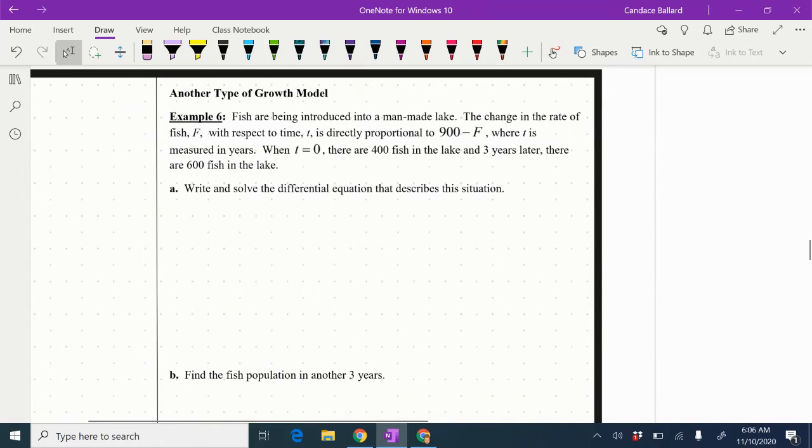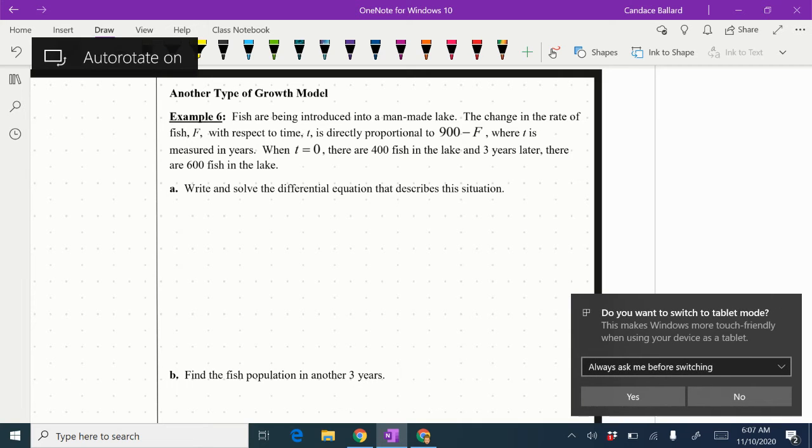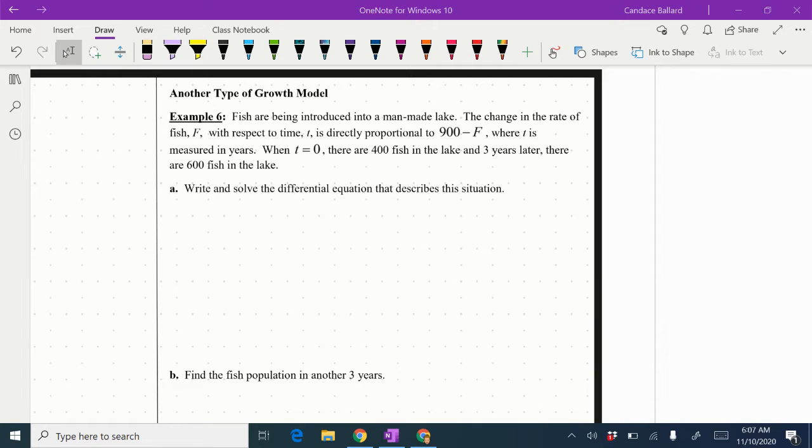We're going to continue topic 7.8, and we're going to be looking at a different type of growth model here. Fish are being introduced to a man-made lake. The change in rate of fish, F, with respect to time is directly proportional to 900 minus F, where T is measured in years, and when T equals 0, there are 400 fish in the lake. 3 years later, there are 600 fish in the lake. Write and solve a differential equation that describes this situation.